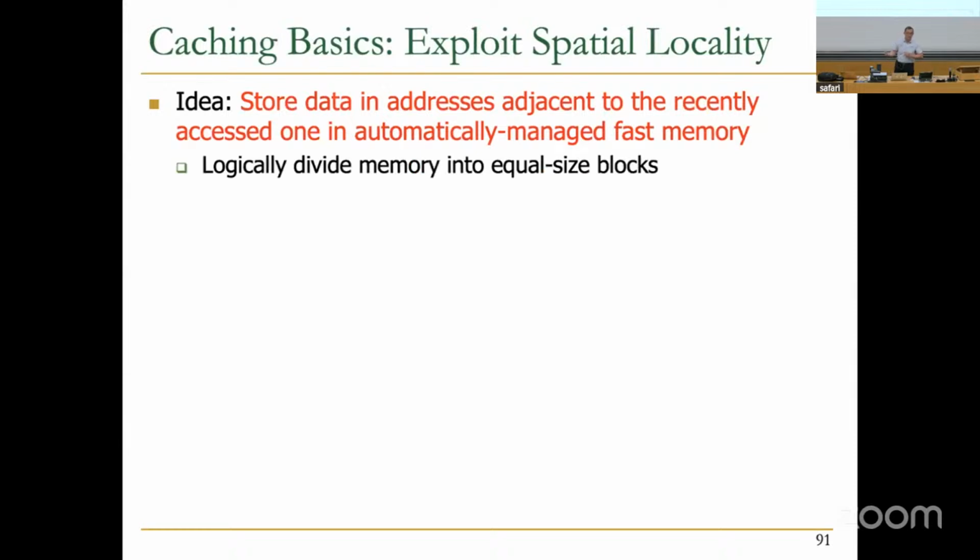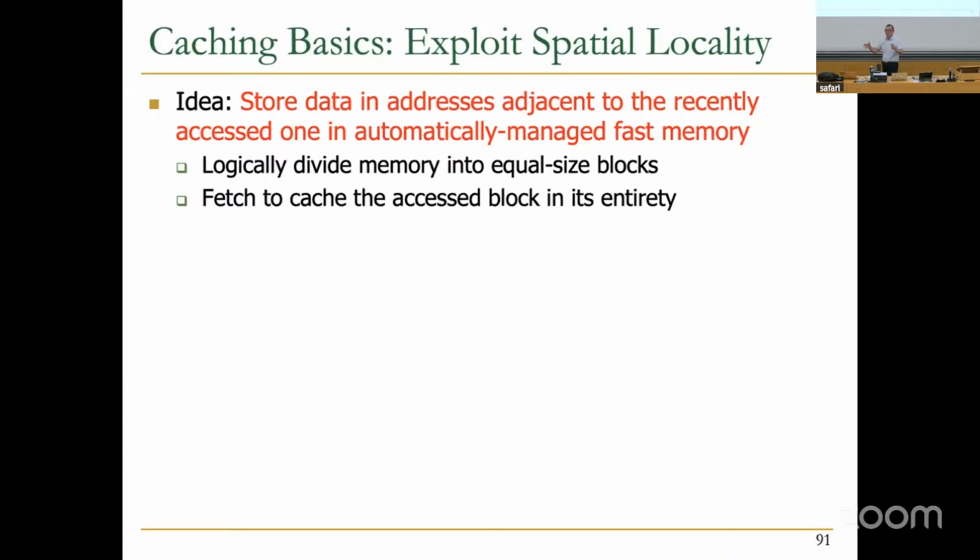There are multiple ways of doing this, but one way, which is really the common way that's implemented in all microprocessors today, is you logically divide memory into equal size blocks. We call it the cache block. And you fetch to cache the accessed block in its entirety. This block can be 64 bytes. Remember the 64 bytes in DRAM? That's why I showed 64 bytes. It's a 64 byte cache block.